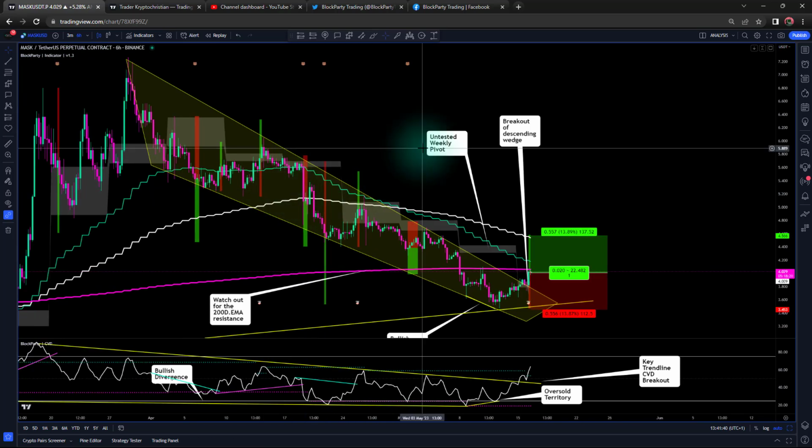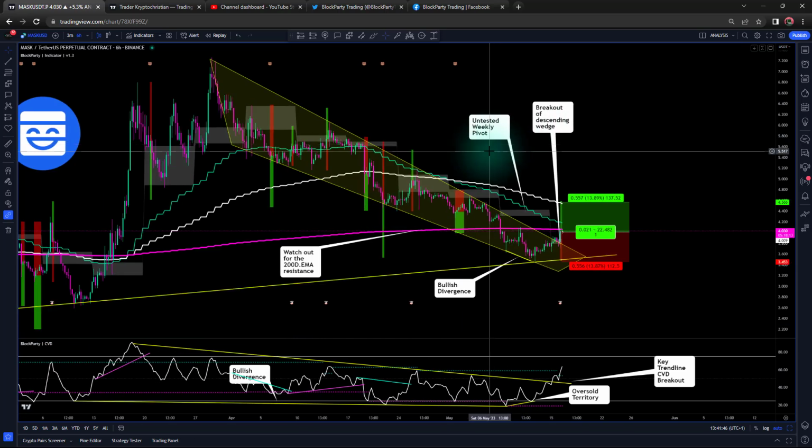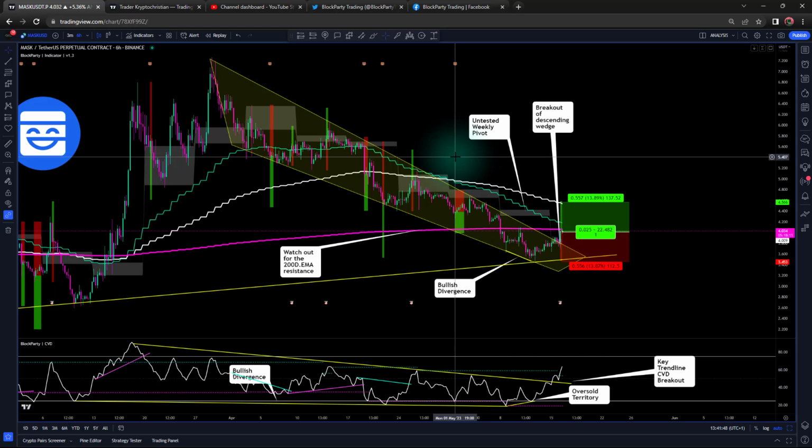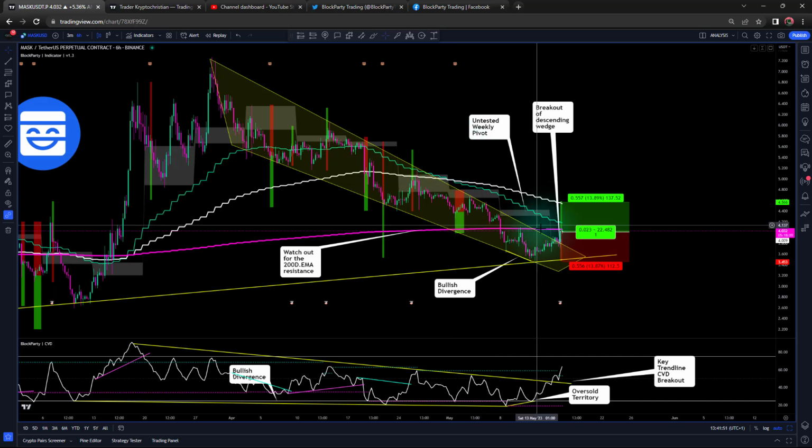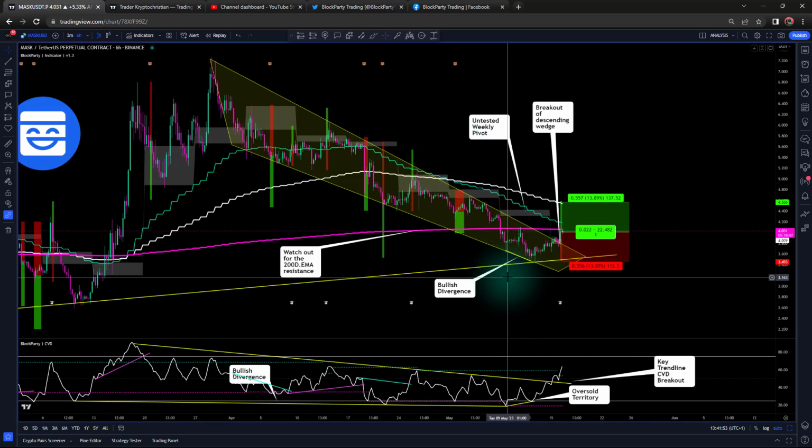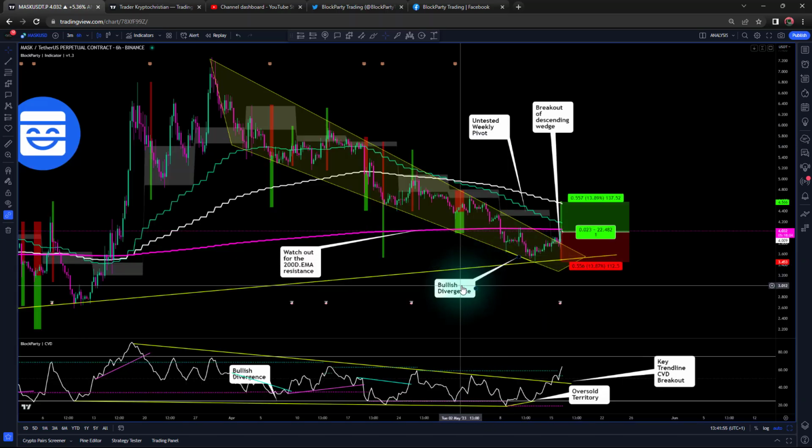These patterns are amongst some of my favorite to trade. However, do not just trade them like any other indicator or any other signal on its own. Make sure you have multiple confluences. Other things that we do have playing in our favor is a couple of divergences as it goes.